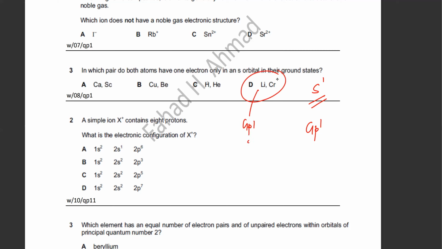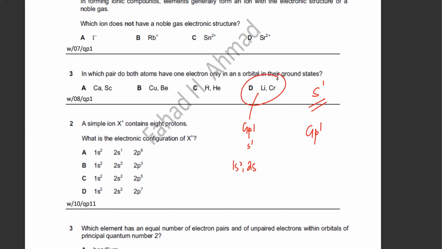So its outer electronic configuration is going to be s1. Lithium has 3 electrons, so it's going to be 1s2, 2s1. So its outer electronic configuration is s with 1 electron in it.